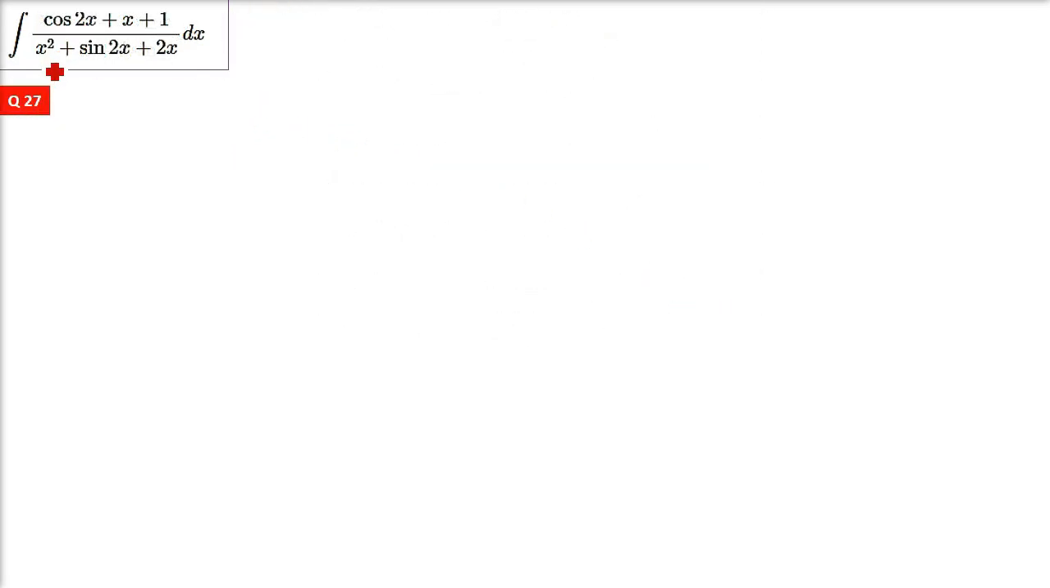What do you see here? x square plus sine 2x plus 2x. When you differentiate this denominator, you are going to get the numerator by itself. So x square will be 2x, sine 2x will be cos 2x with a 2 also, and 2x differentiation will be 2 only. So what I am trying to suggest here is just take this denominator directly as t.